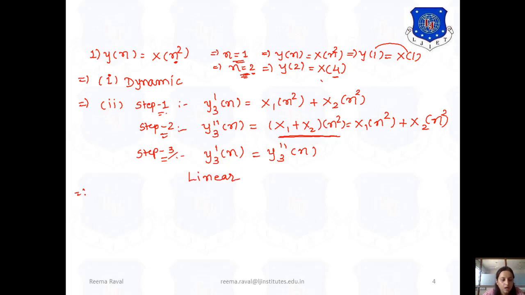Now the third property is what? Whether the system is time variant or time invariant. Again, for that we need to follow 3 steps.